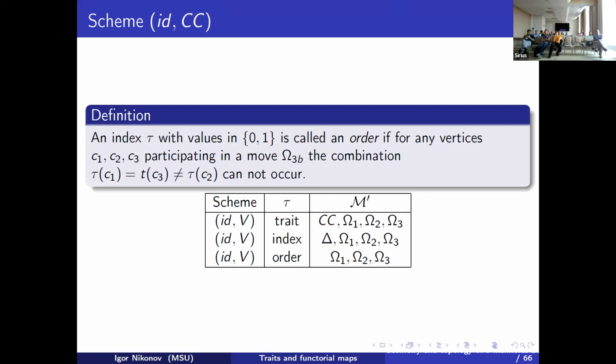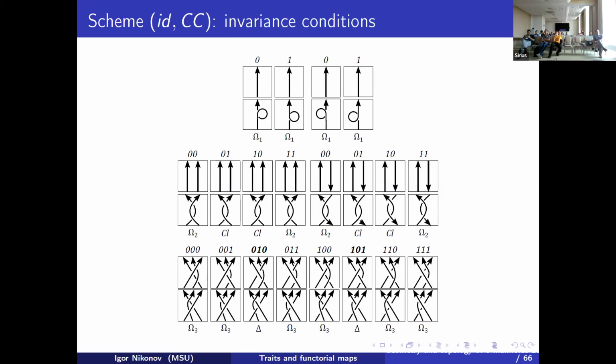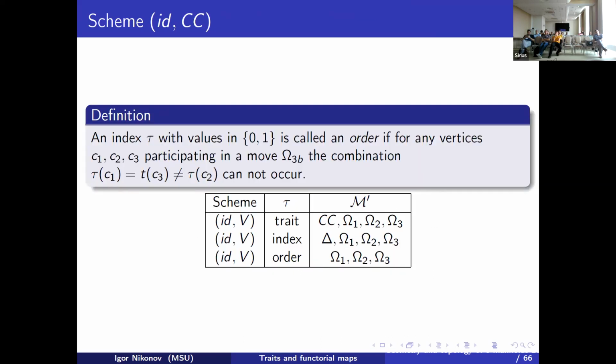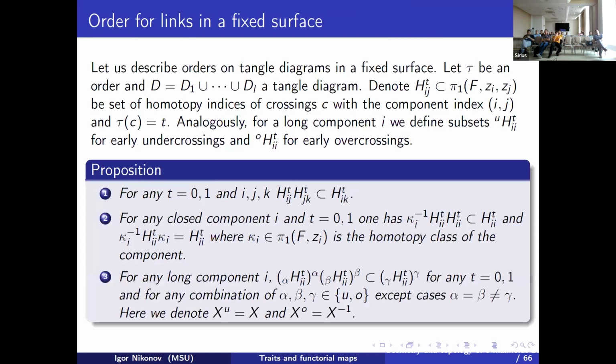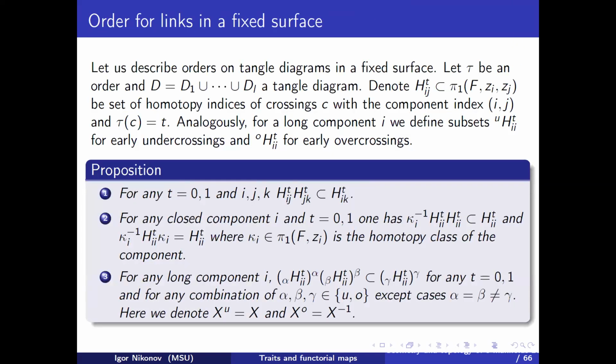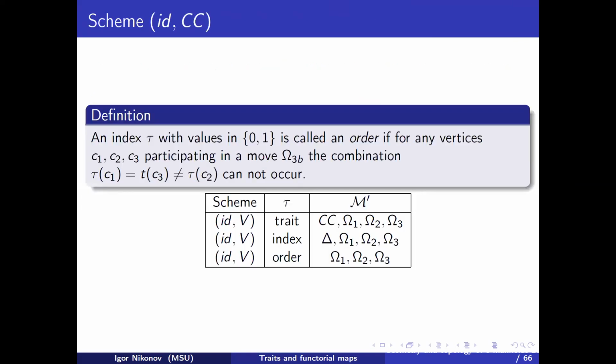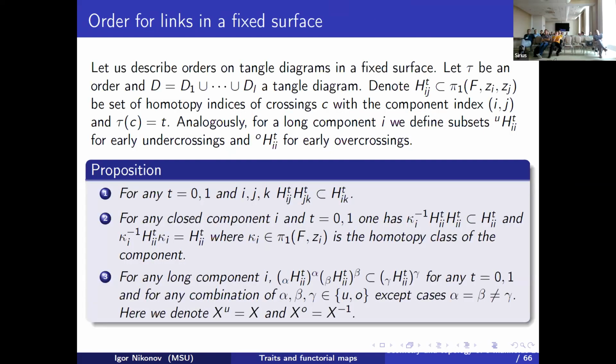And this is the case when the trait is an order, which means exactly that the situations 0, 1, 0 and 1, 0, 1 will never occur. So we can consider this labeling, order labeling, and it appears that, excuse me, you wrote tau and then t and then tau. Am I right that it should be tau of C3? Yes. Okay.